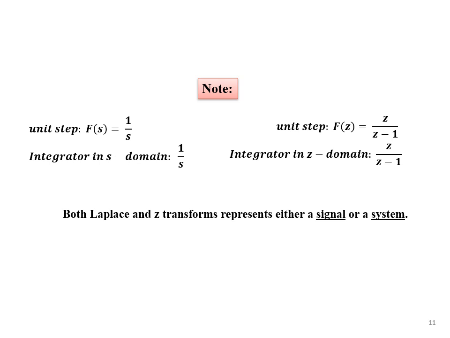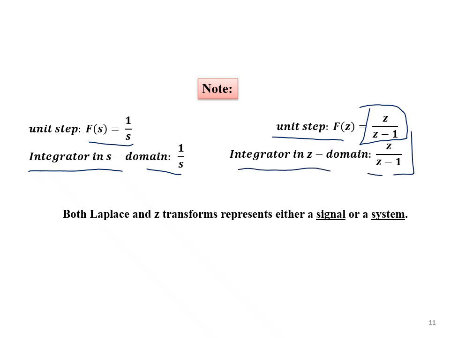For a unit step function, the Laplace transform was 1 over s, and for a unit step, F of z equals z over z minus 1. The integrator in the s domain was 1 over s. The integrator in the z domain, or the discrete time domain, equals z over z minus 1. Both Laplace and Z transform represent either a signal or a system. It can be a signal or a system like the integrator.